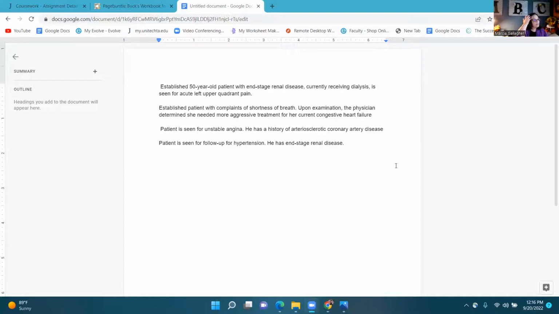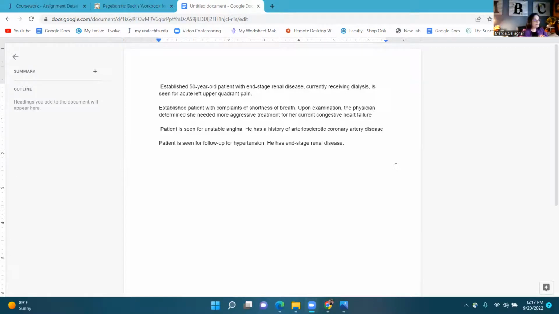It says established patient with complaints of shortness of breath. Upon examination, the physician determines she needed more aggressive treatment for her current congestive heart failure. A little bit trickier. So what's the first listed diagnosis? The physician determined what? That she needed more aggressive treatment for her congestive heart failure. So congestive heart failure is what your first listed is going to be. The congestive heart failure is what's causing the shortness of breath, and the doctor determined that. He's positive that that's still what her diagnosis is. She just has more exacerbated conditions and symptoms. So your first listed is going to be congestive heart failure.